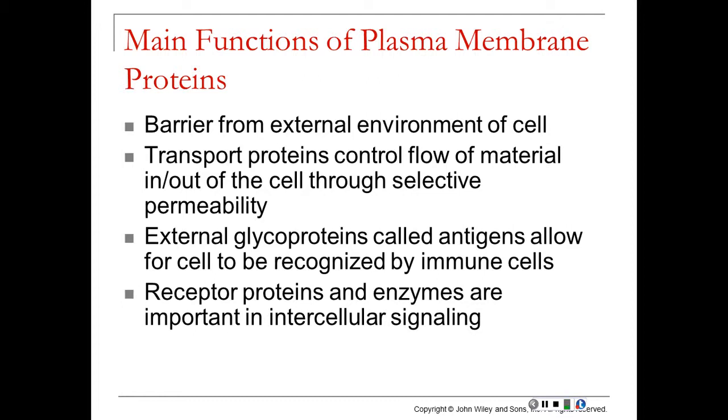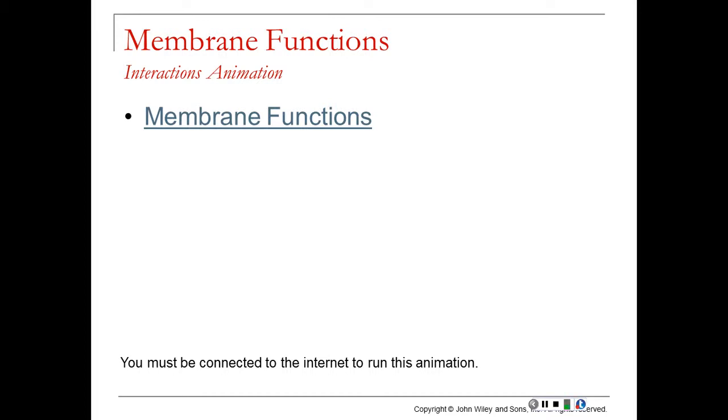There's external glycoproteins called antigens. These antigens allow cells to recognize one another or recognize invaders. This is how our immune system functions. There's also special receptor proteins as well as enzymes which help with intercellular signaling. This animation here goes through some specifics on membrane functions.